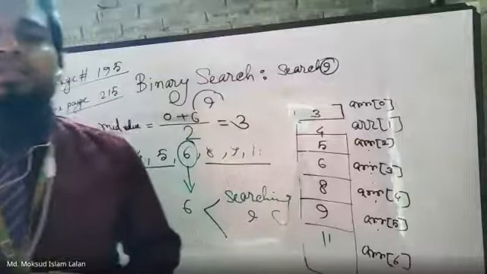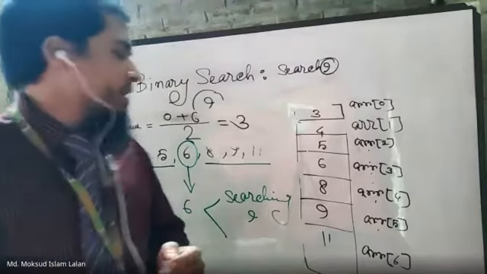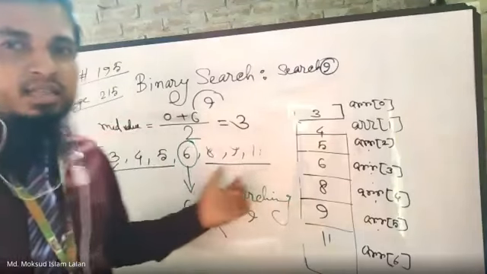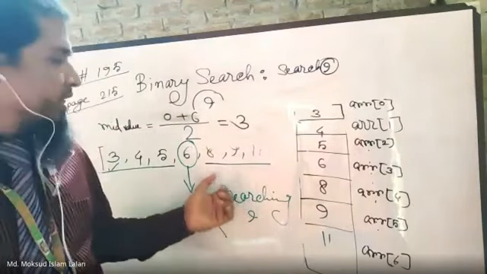Sir, I have a question. If our list has an even number of values, then how do we find the mid value? Okay, I'm coming to that later. If it goes above 0.5, it rounds to the bigger number. Easily it will be solved.